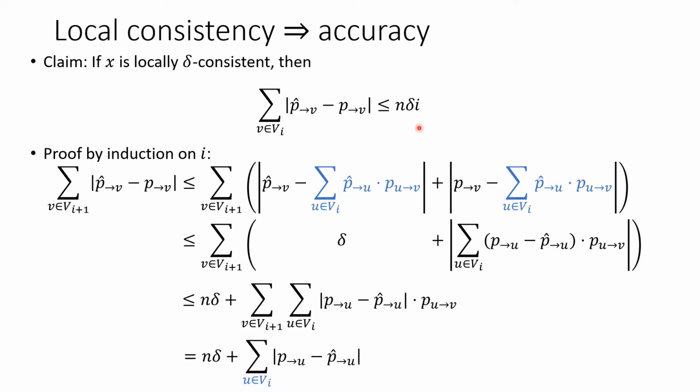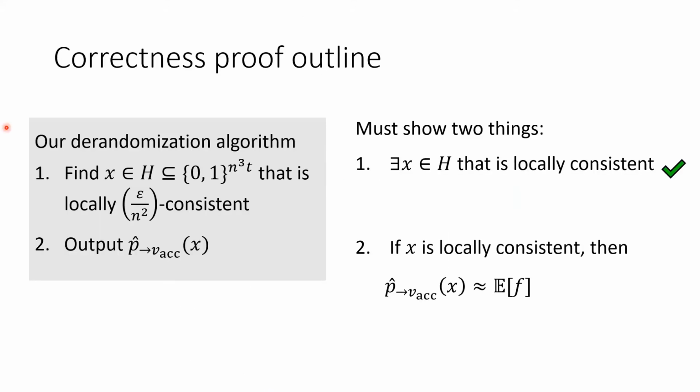Now let's consider the last layer, the case I equals n. This claim shows that the sum of the errors in the last layer is at most n squared times delta. In particular, it follows that the error at the accepting vertex is at most n squared times delta. In our algorithm, we had set delta to be epsilon over n squared. So that shows that the output of our derandomization algorithm is correct, i.e. it's within plus or minus epsilon of the expectation of f. That completes the proof of correctness of our algorithm, and it completes the proof of our main result.